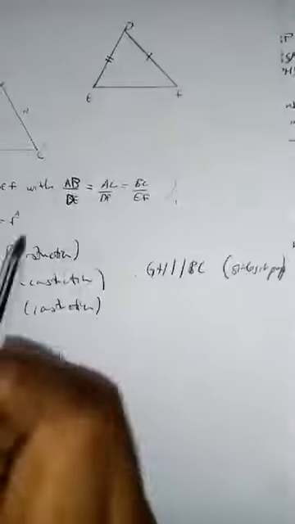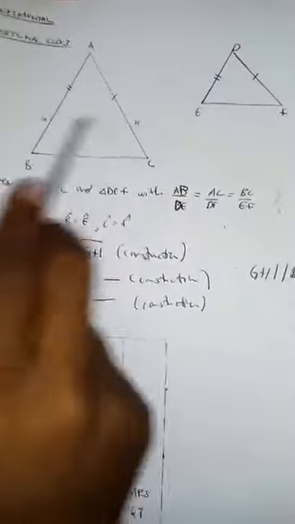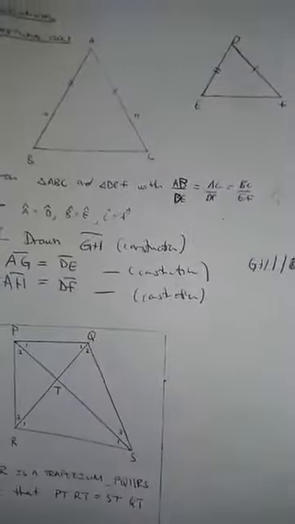So these sides are in proportion. GH should be parallel to BC, because by this, we also constructed it like this. GH to be parallel to BC, because that's how we've drawn it.